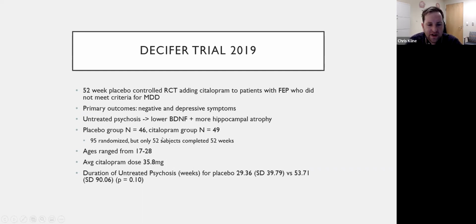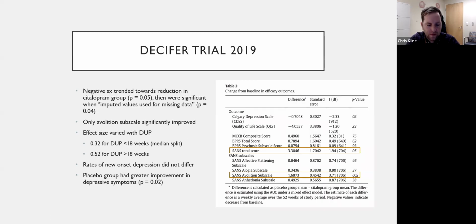A couple of things to note. One is that there's a high attrition rate, which reportedly did not differ per group. The other thing that made me a little suspicious was the duration of untreated psychosis. It wasn't statistically significantly different, but the placebo group had 29 weeks versus 53 weeks, which in the next slide, I'll point to why that makes me a little bit hesitant.